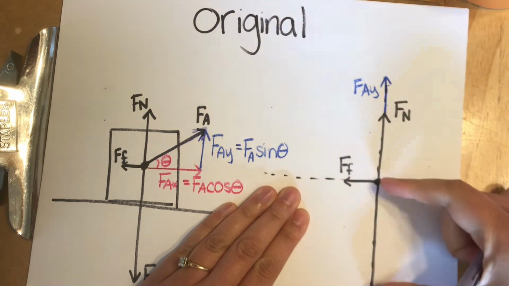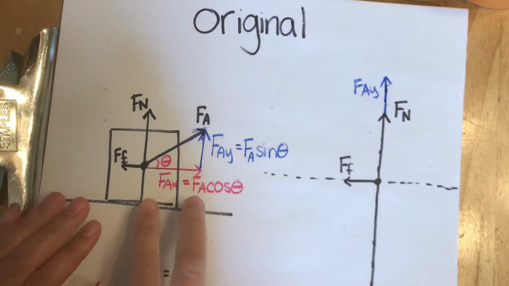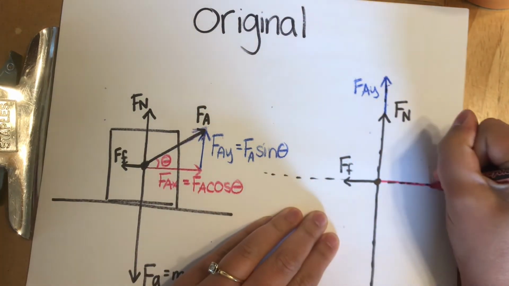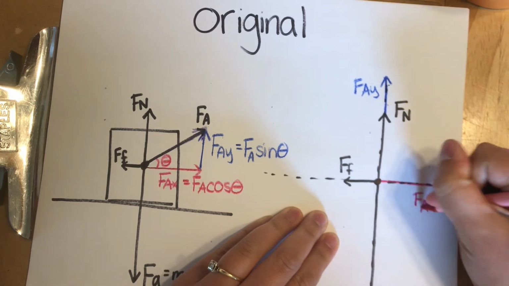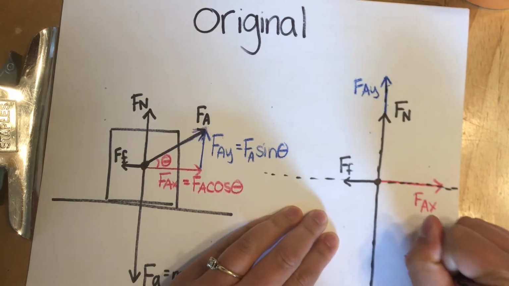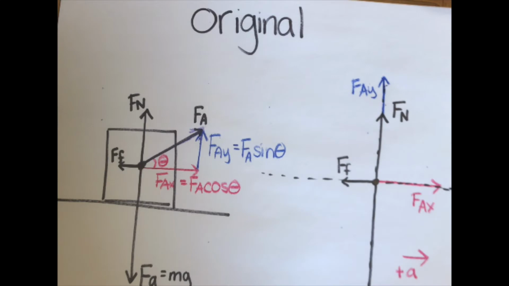We were then able to take the components and use them to replace the applied force in a free body diagram. In this case, we'd see that the applied force going to the right cancels the friction force going to the left, causing a net force and acceleration to the right. We're going to use the same exact principle, but when it's on a ramp, it's more convenient to split a different force into components.